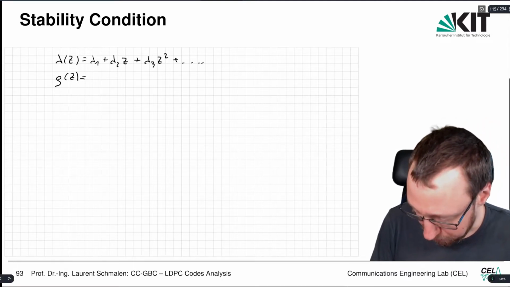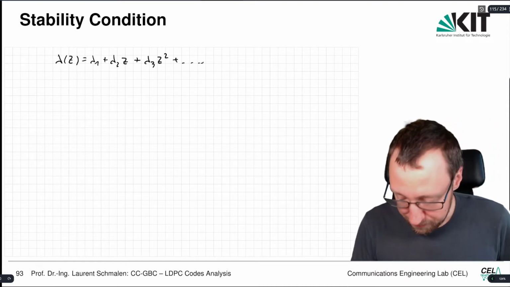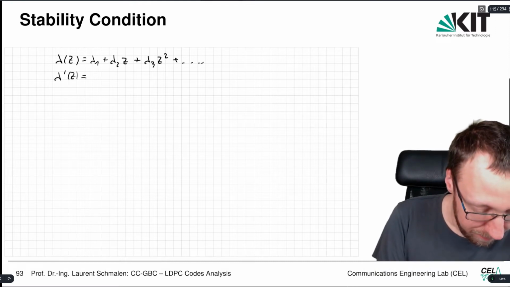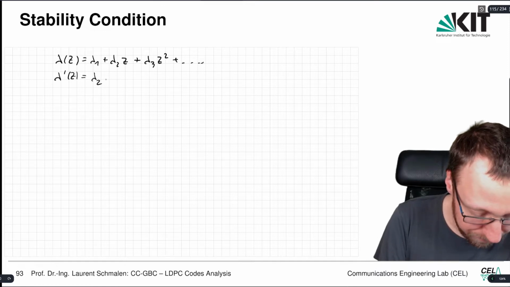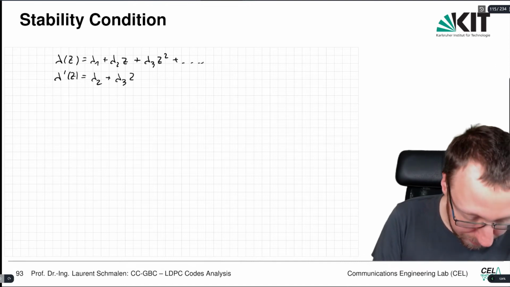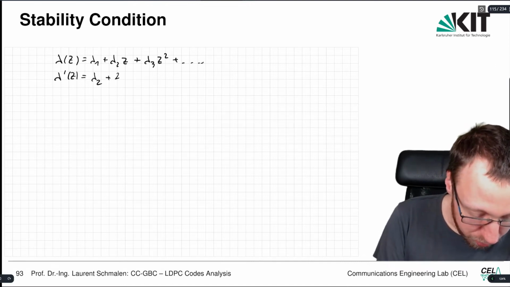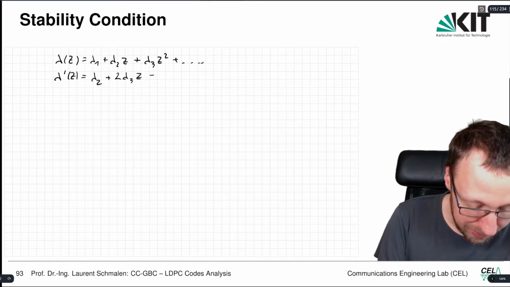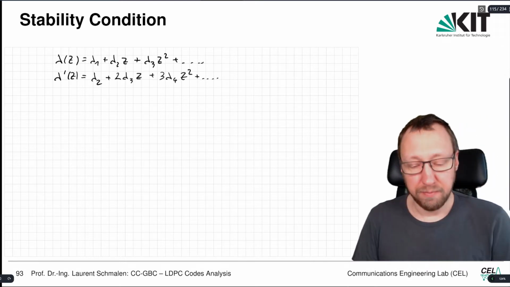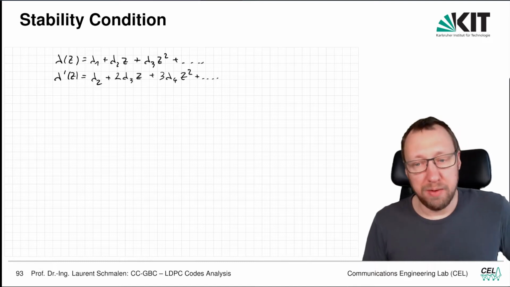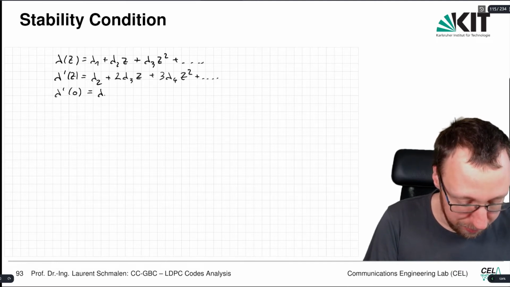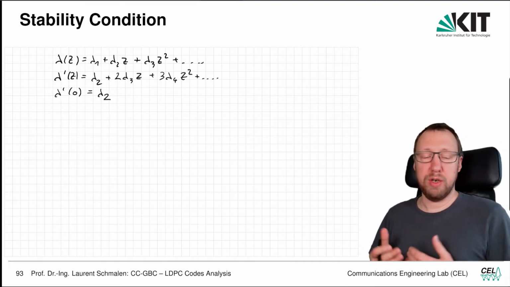Well, first, before we look at rho of z, we look at what we need here. So we need to take the derivative. So we take lambda prime of z. This is equal to lambda 2 plus 2 times lambda 3 times z plus 3 times lambda 4 times z square, and so on. We're not interested in lambda prime of z, we're interested in lambda prime of 0. Lambda prime of 0 is equal to lambda 2. When we insert z equals 0, we just have lambda 2.